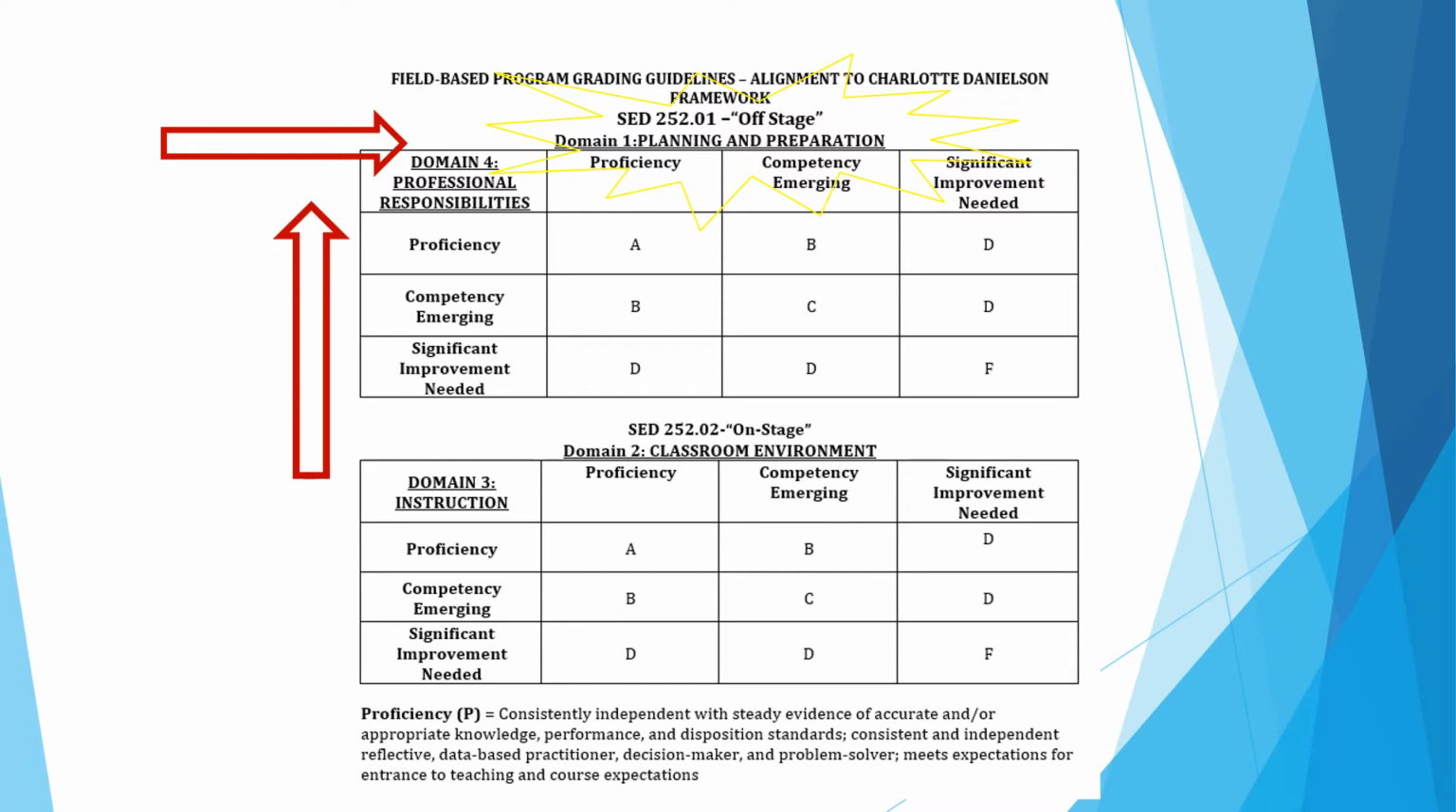For example, if you received a competency emerging in Domain 1 and a proficient in Domain 4, you would match these two columns together where they meet to locate your overall grade. For example, in that scenario, you would have earned, what do you think it would be? That's right, a B in 252-01.